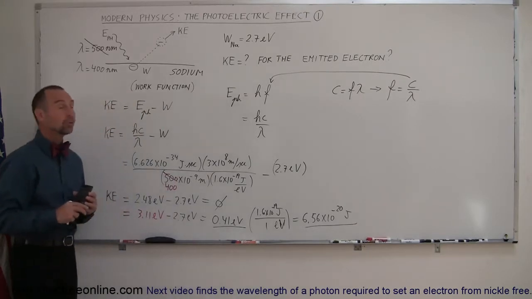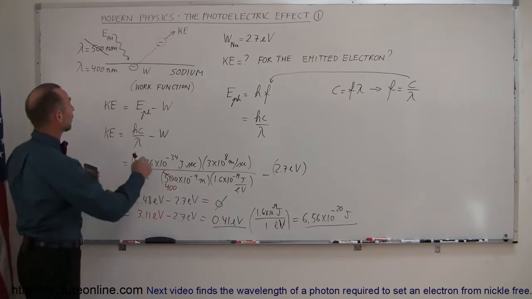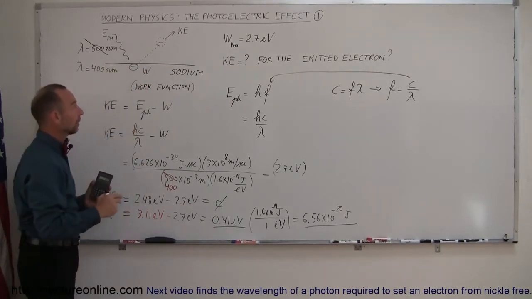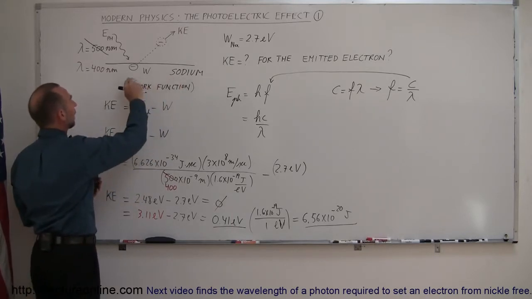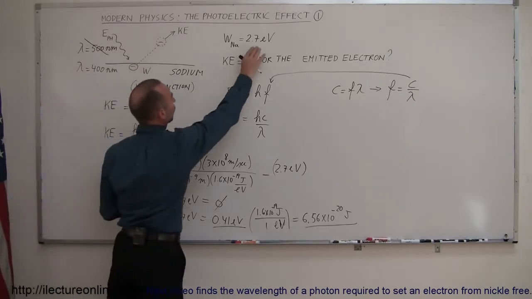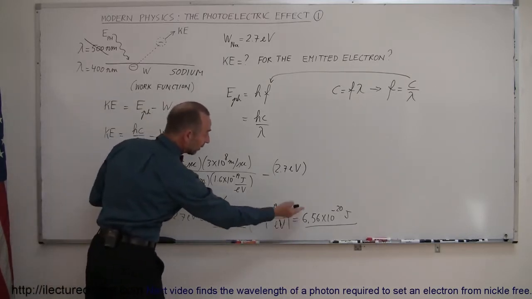So again, to review what we just did, the photoelectric effect is an interesting phenomenon where we have electrons embedded within the surface layer of a metal such as sodium. Every metal has what we call a work function, the energy required to set an electron free from the metal. That work function is usually expressed in terms of electron volts. If you want to convert electron volts to joules, you can do it like this.